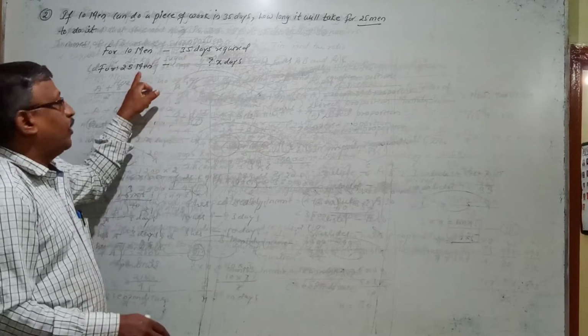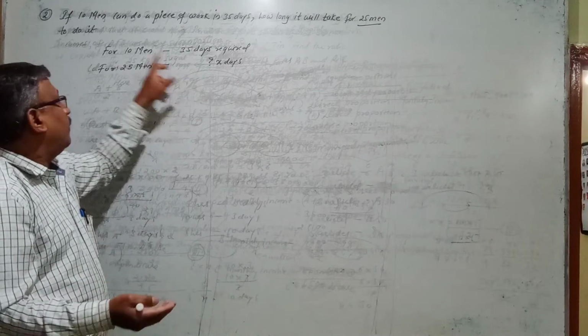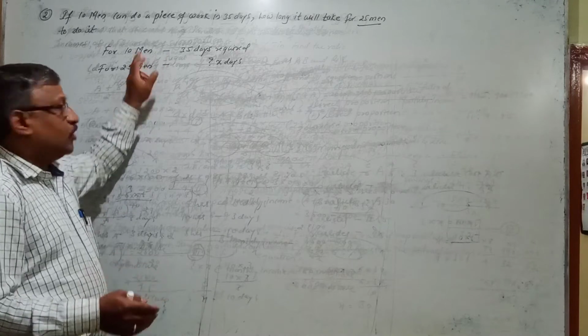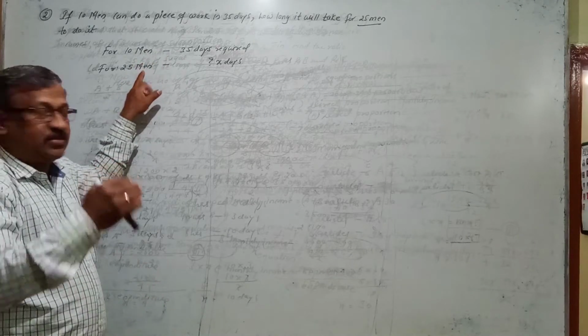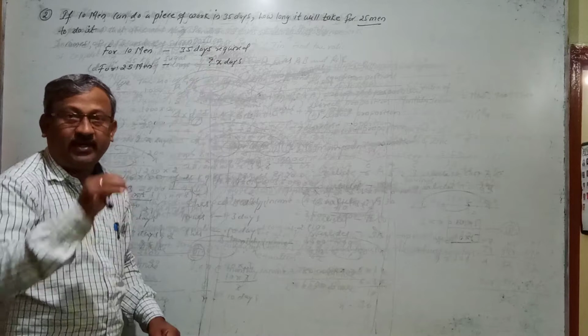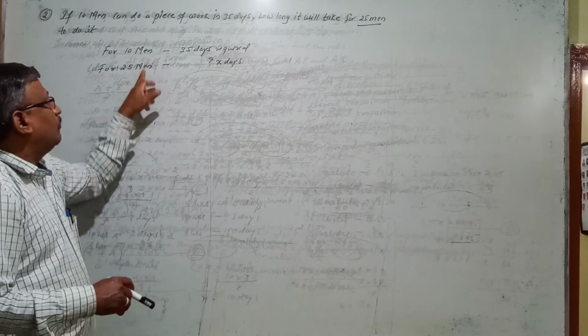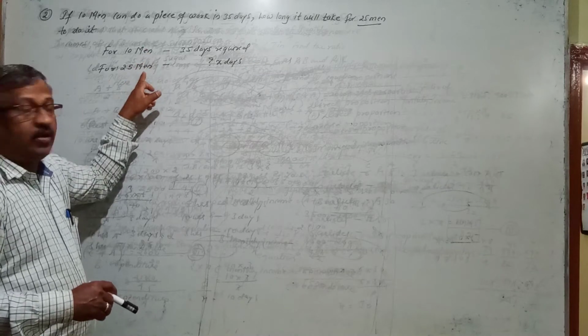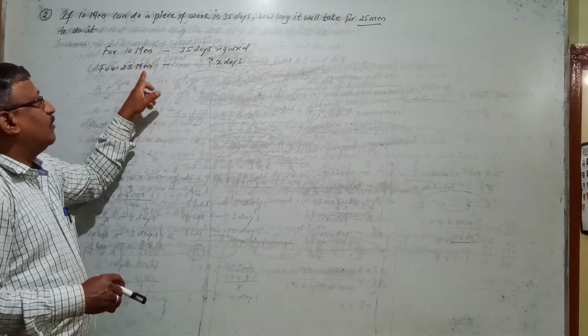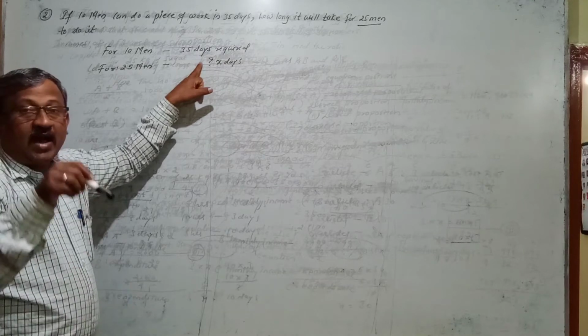If 25 men are taking 35 days or more, there is no meaning in employing 25 men to do that work. So better to employ 10 men. So as the number of men increases, the number of days required to do the work decreases. If you observe carefully, the number of men has increased from 10 to 25, and due to the increase in the number of men, the number of days required is decreasing.